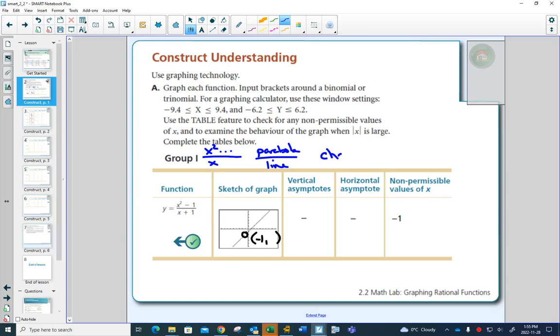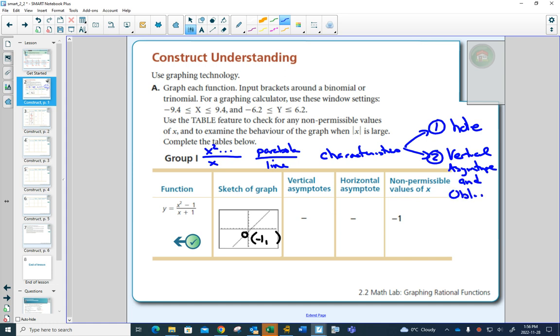So the characteristics, we either have one, a hole in the graph, or two, a vertical asymptote, and here's a new word for you, a diagonal asymptote called an oblique asymptote. So we're going to have either a hole in our graph or a vertical asymptote and a diagonal asymptote.